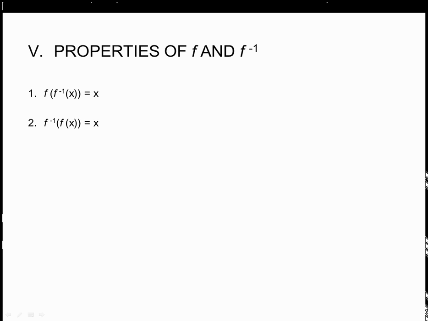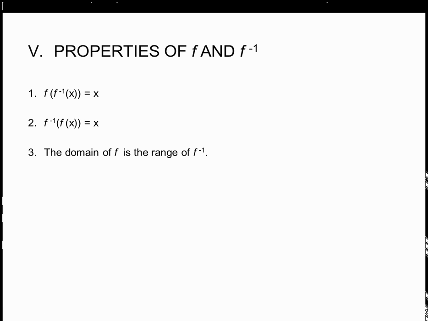Number 2 says f inverse of f of x is equal to x. Again, you do a function followed by its inverse, you're back to where you began. These two are saying that f and f inverse undo one another. And this is what you're supposed to do to verify that a given function is in fact an inverse of another function. Let's look at the compositions.